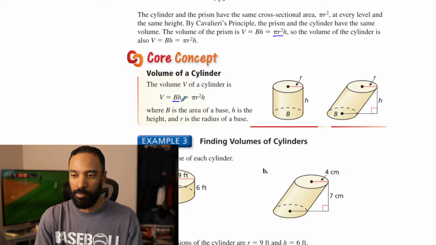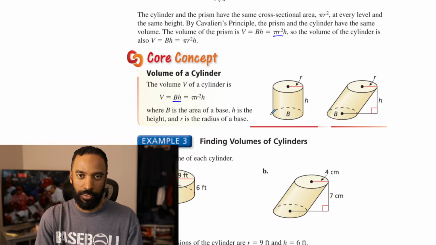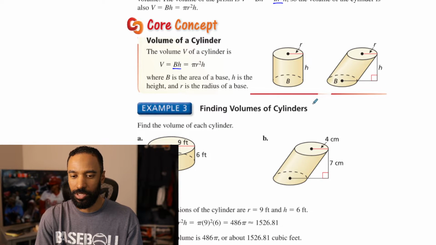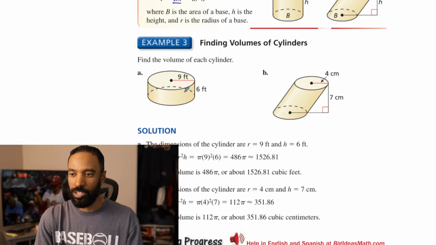But if you just need to know area of base times height, you can still work that out. The area of the circle is pi r squared. You can have an oblique cylinder like that one as well, and it still works, but the height is the perpendicular distance. So let's find the volume of each cylinder.